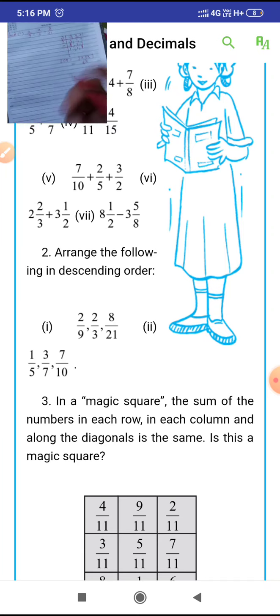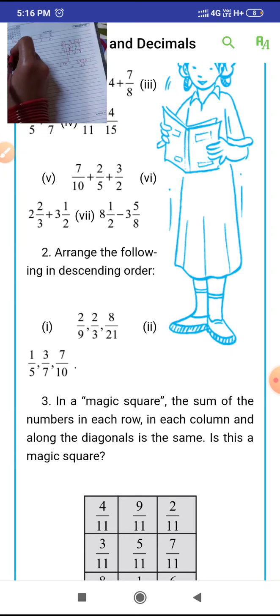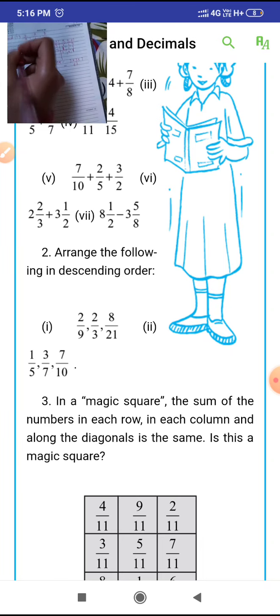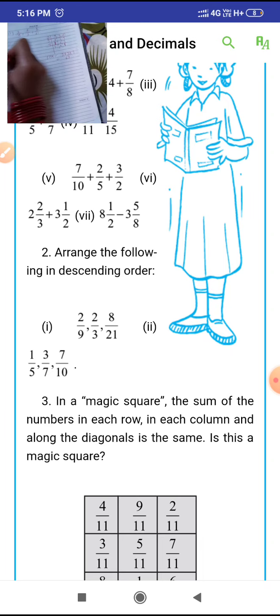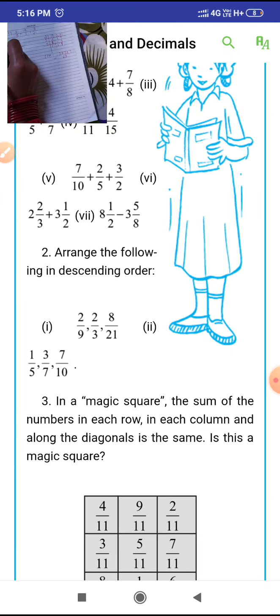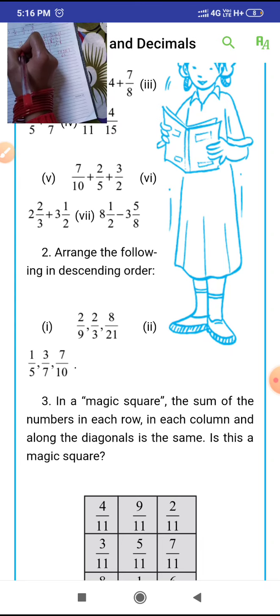Now we have to make the denominator of all the fractions 63. Our first fraction is 2 upon 9, and we have to convert 9 into 63. By which number do we have to multiply 9 so that it becomes 63? The number is 7. If we multiply the denominator by 7, we have to multiply our numerator also by 7. So the first fraction is 14 upon 63.